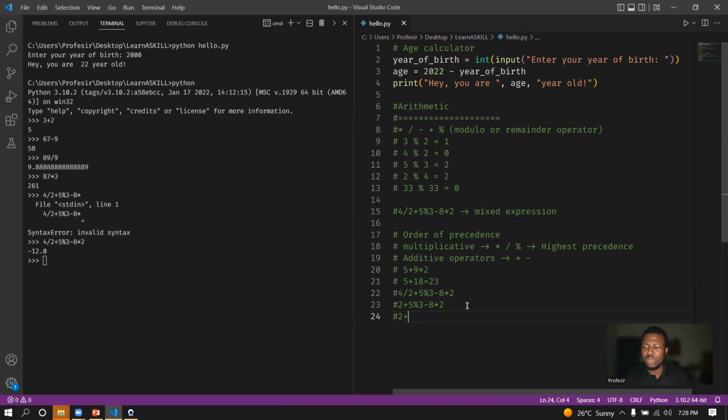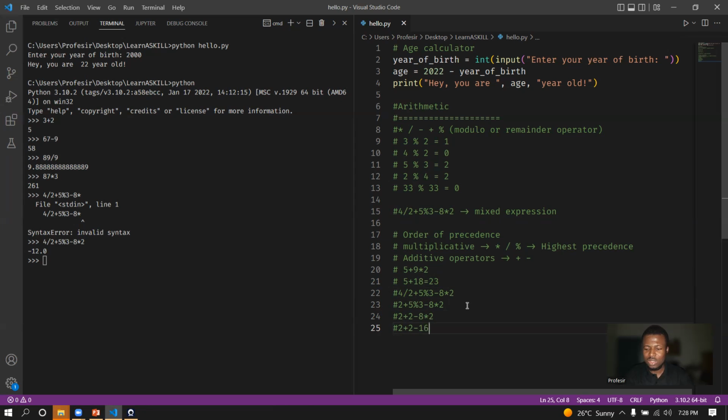What will 5 modulo 3 give us? 2, right? So that gives us 2 minus 8 times what? 2. Okay, now we are left with only one multiplicative operator. We have to evaluate it. So our next step is going to be 2 minus what? 8 times 2, which gives us what?